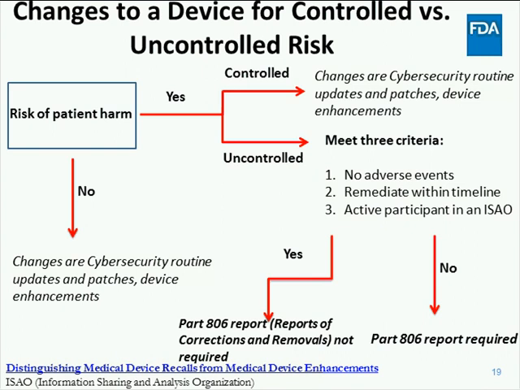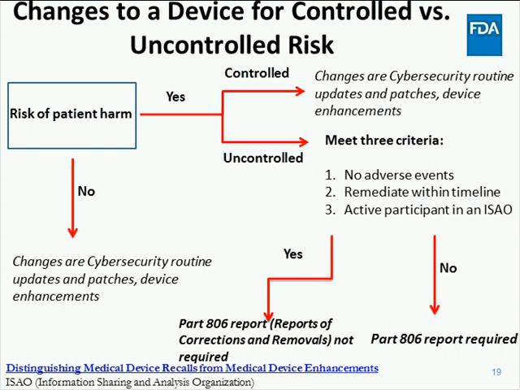2, corrections and changes to a device that reduce the risk within the provided time frame. These corrections, defined as remediations, must reduce the risk to an acceptable level. 3, they must meet the criteria for active participation in an ISAP. If all 3 criteria are met, then the reporting requirements under 806 would not be enforced. However, manufacturers would be required to document the correction within their quality system.